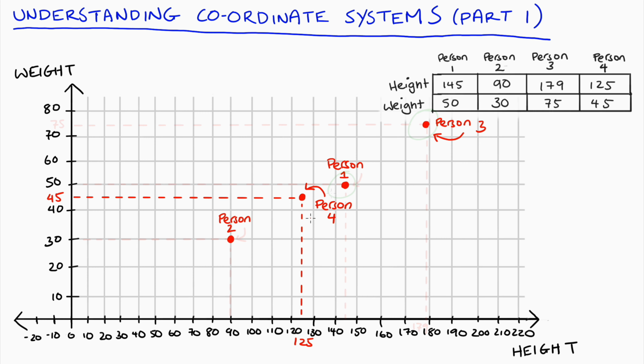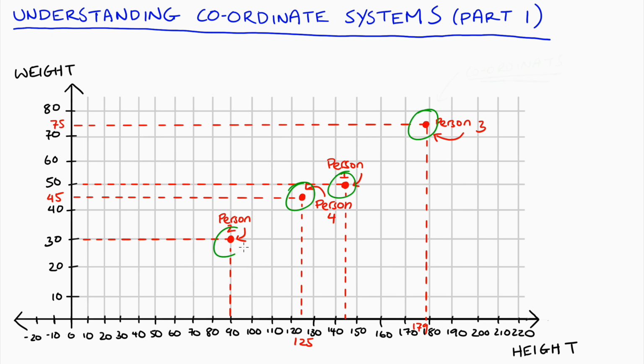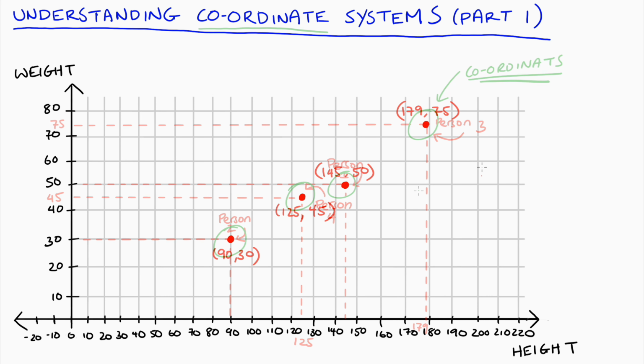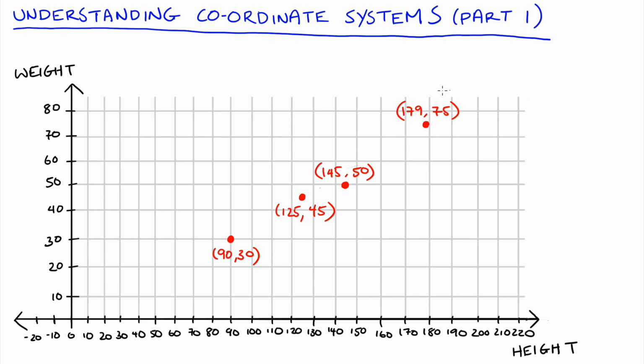And what we've done here is that these dots are called coordinates, hence the name coordinate system. Now you might see our coordinates being labelled like this, with the height measure first and then the weight measure. And that's just convention. We always write the value of the variable that's on the horizontal axis or the horizontal number line first, and then the value of the variable that's on the vertical axis.